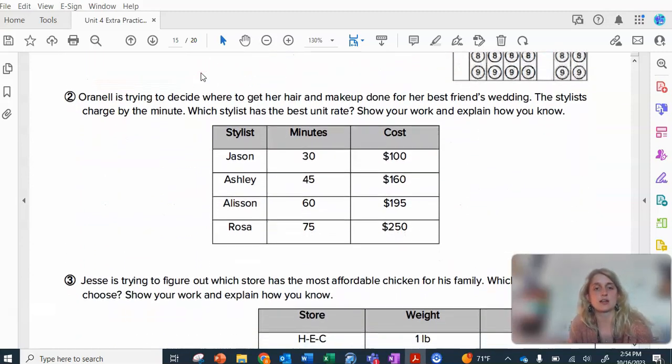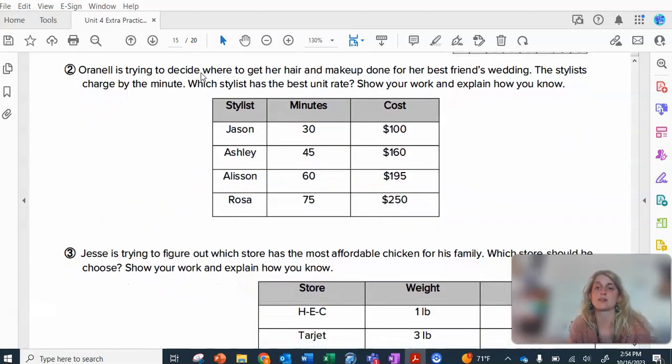Oronel is trying to decide where to get her hair and makeup done for her best friend's wedding. The stylists charge by the minute. Oof. Which stylist has the best unit rate? Show your work and explain how you know. So let's see. I have 30 minutes for $100. I have 60 minutes for $195, 45 for $160, 75 for $250. Okay, we need to find the cost per minute. Cost is the word I said first. Per, for every, is a division.